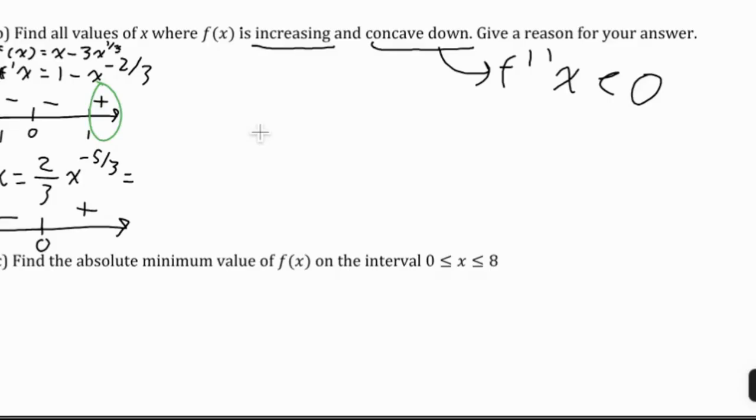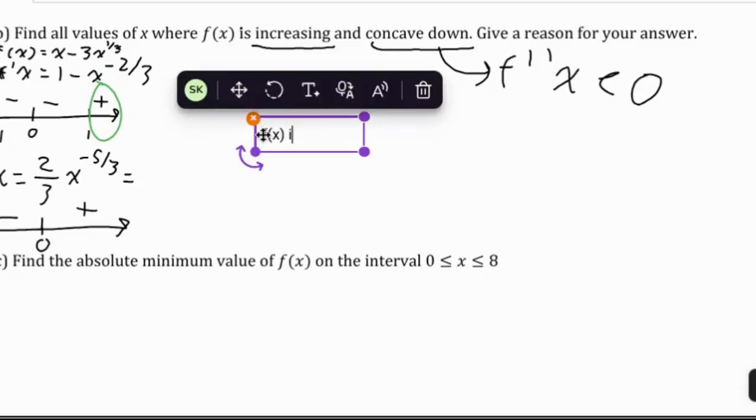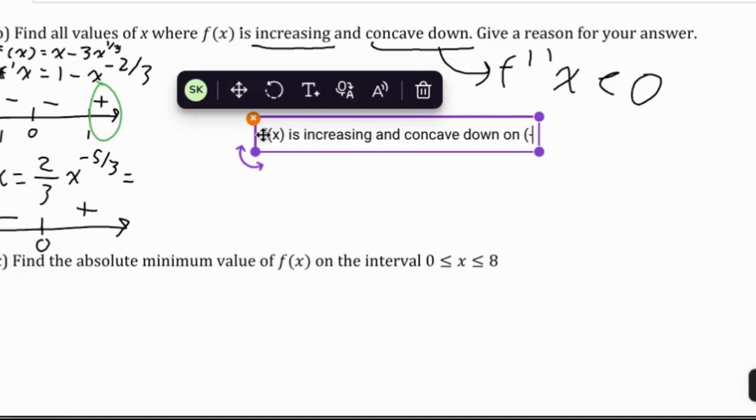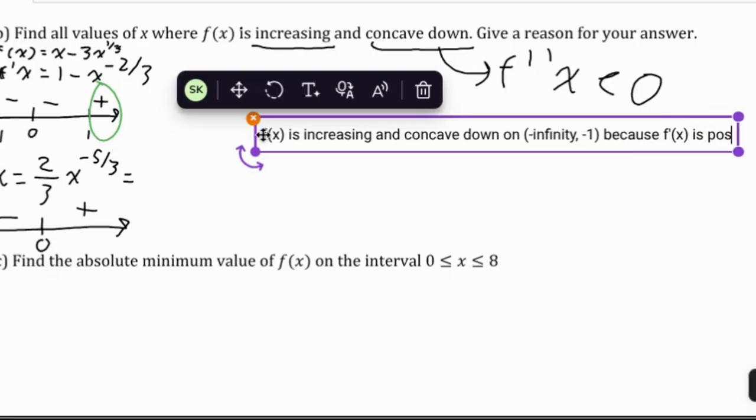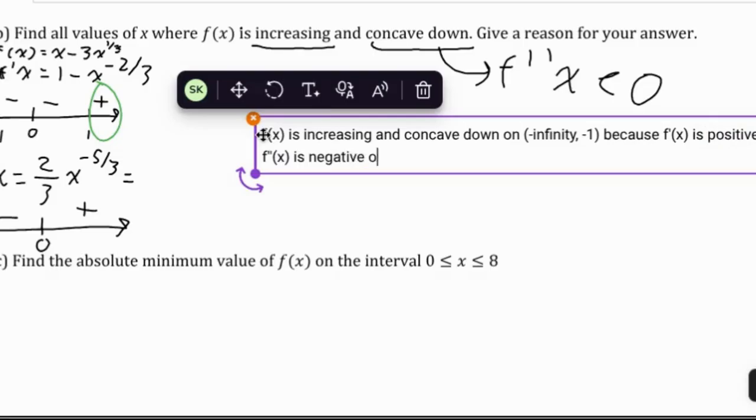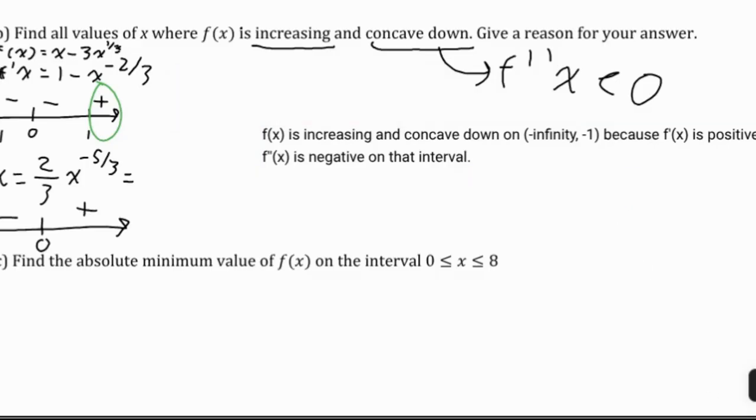So let's go ahead and write that down. F of x is increasing and concave down on negative infinity to negative 1, because, actually, instead of saying the first derivative, I'll just put f prime of x. F prime of x is positive, and f double prime of x is negative on that interval. So there we go. Let's move on to part C.